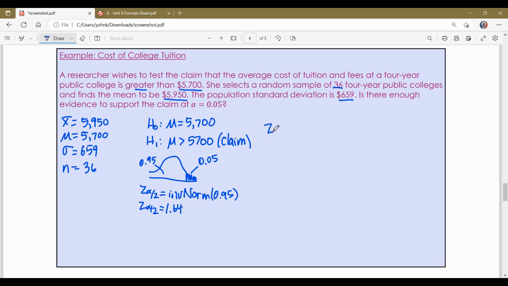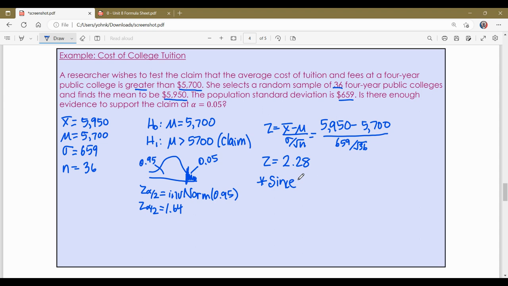Okay, so now we need to do a test statistic for our data: x bar minus mu over sigma divided by root n. So x bar is 5,950 minus mu, which is 5,700, divided by sigma, which is 659, over the square root of n, which is 36. This calculation gives me a test statistic of 2.28. So our critical value is 1.64. 2.28 puts us in the critical region, so we are going to reject the null hypothesis.